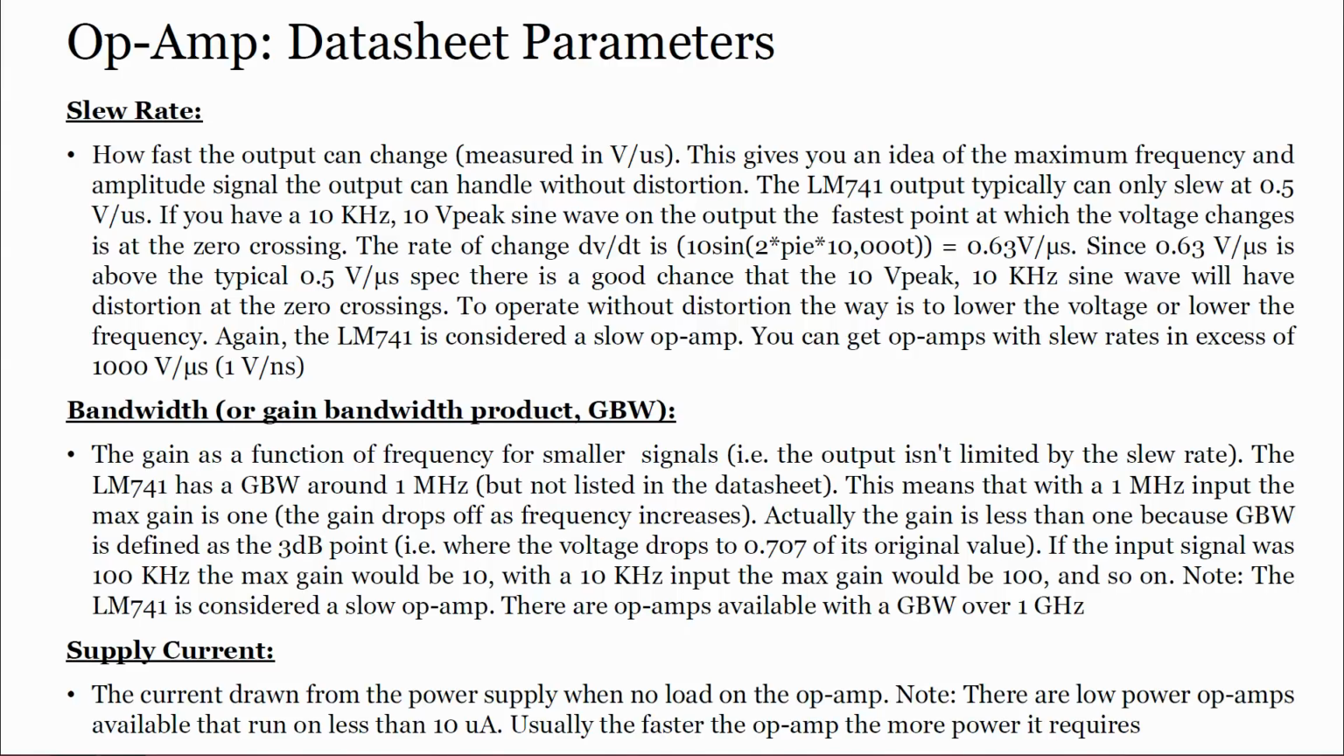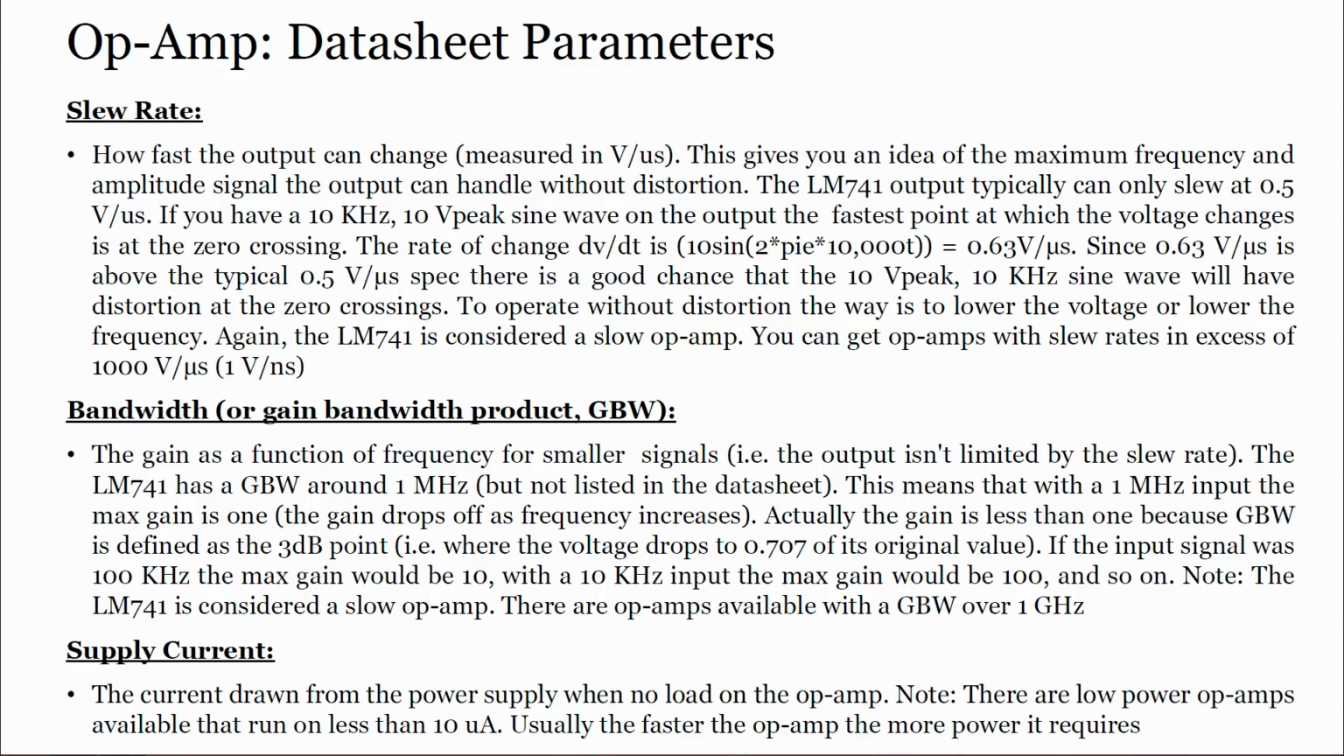What is slew rate? Slew rate is how fast the output can change. When you apply an input signal, how fast the output can change with respect to the input signal. This gives you an idea of the maximum frequency and amplitude of signal that the op amp can handle without any distortion. And then we have taken an example, and from the example what we found is that to operate without distortion, the way is to lower the voltage or lower the frequency. So, how does that work? Either we can lower the voltage or we can lower the frequency.